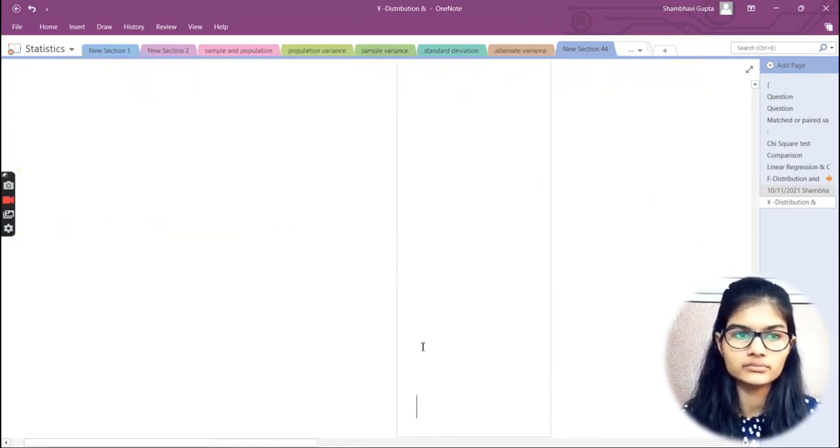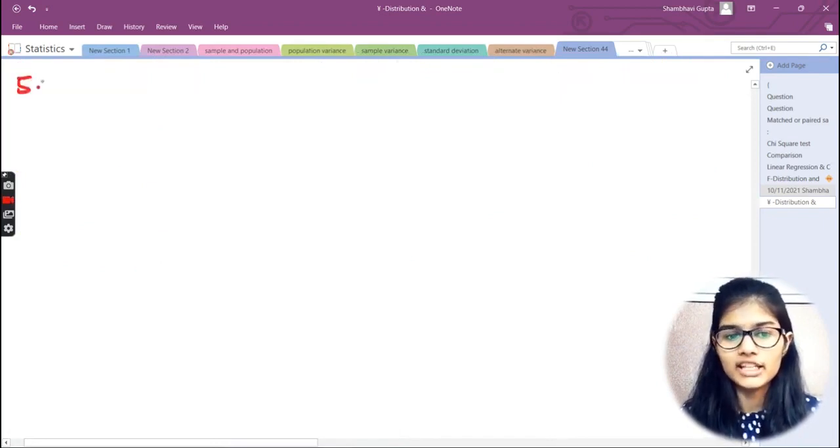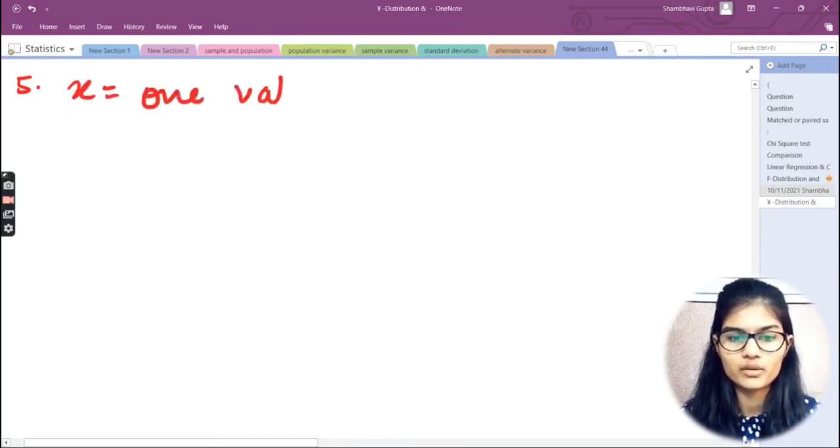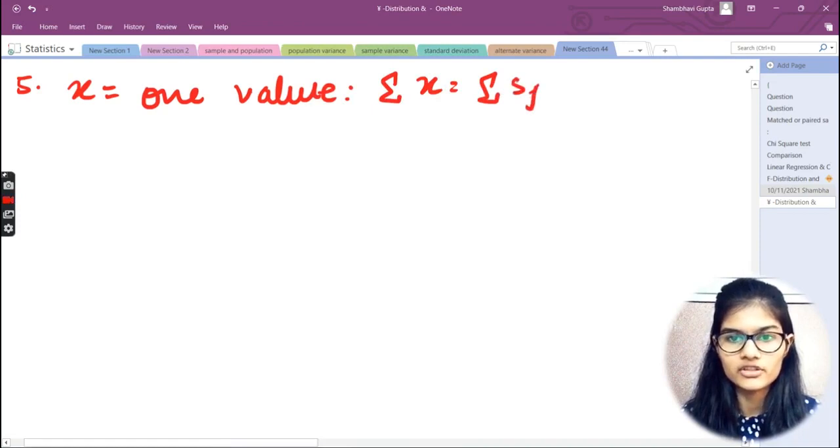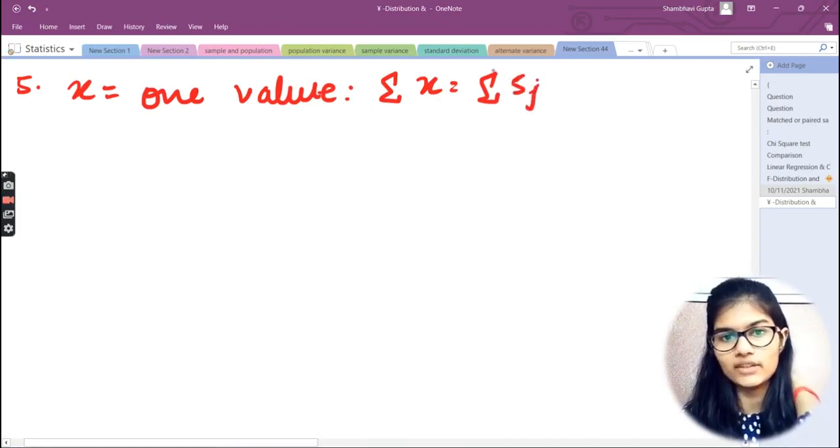Let's come down here. Next we have number 5, and that's the small x, that is equal to one value. Okay, one value, that is sigma x, that is equal to sigma s of j. Okay, yes, this is what it is used for. So x is equal to one value, sigma x is equal to sigma s of j. Fine.